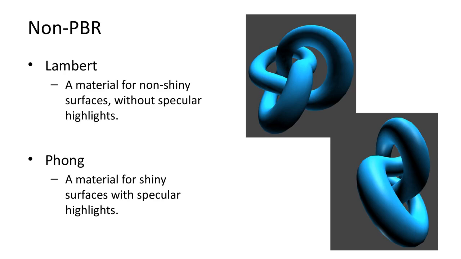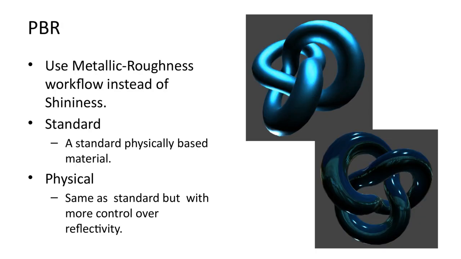Lambert materials are for non-shiny surfaces. Phong materials are for shiny surfaces with specular highlights. The 2 PBR materials are more advanced and can be for shiny surfaces. They give a more accurate and realistic-looking result than the Lambert and Phong materials, but at the cost of being somewhat more computationally expensive. The PBR physical material is the same as the PBR standard material, but with more control over reflectivity.